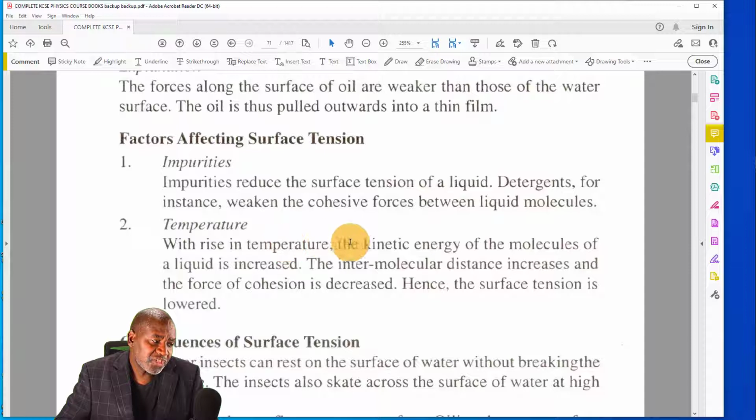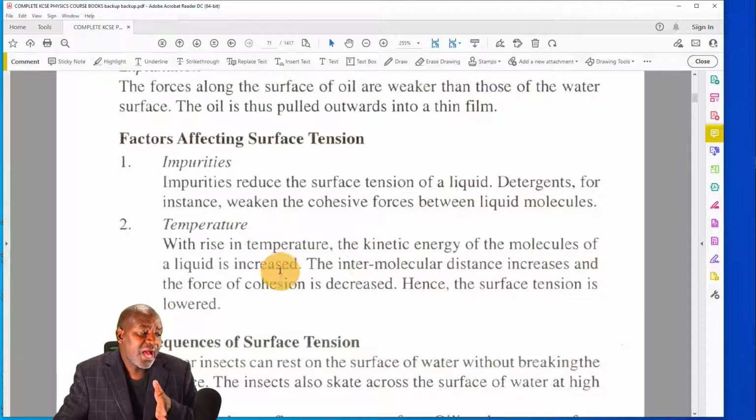Temperature. With the rise in temperature, the kinetic energy of the molecules of the liquid is increased, the intermolecular distances increase, and the forces of cohesion are decreased.